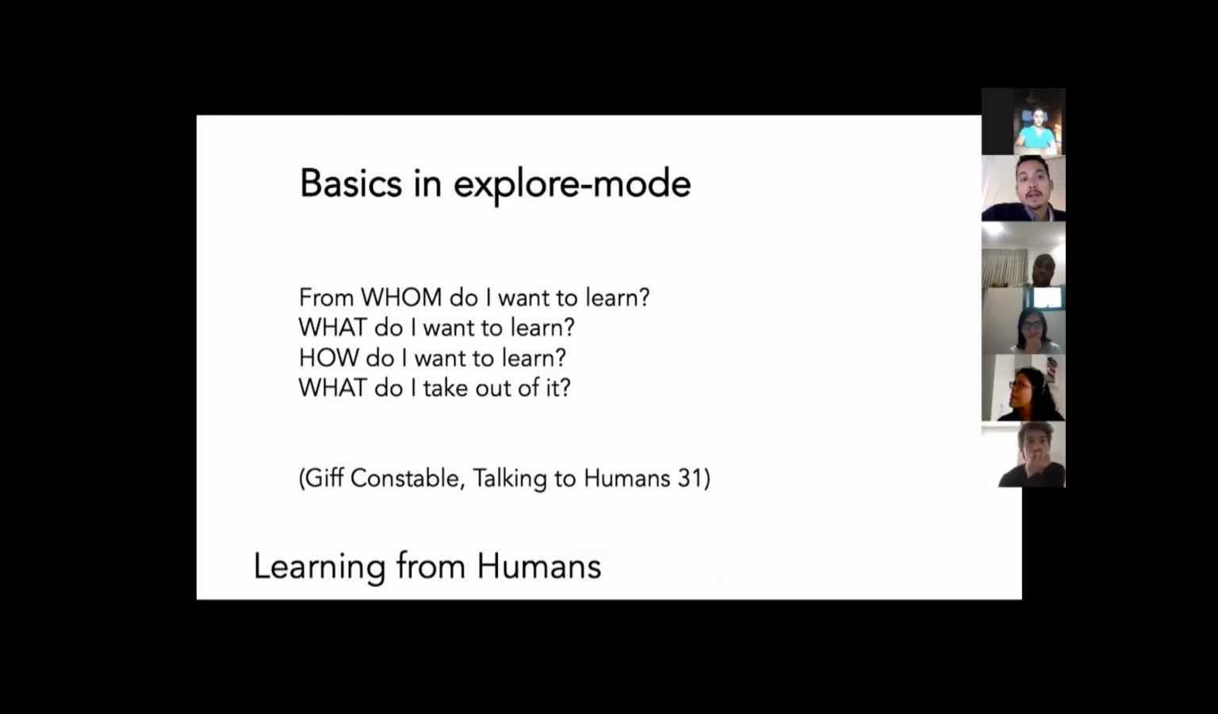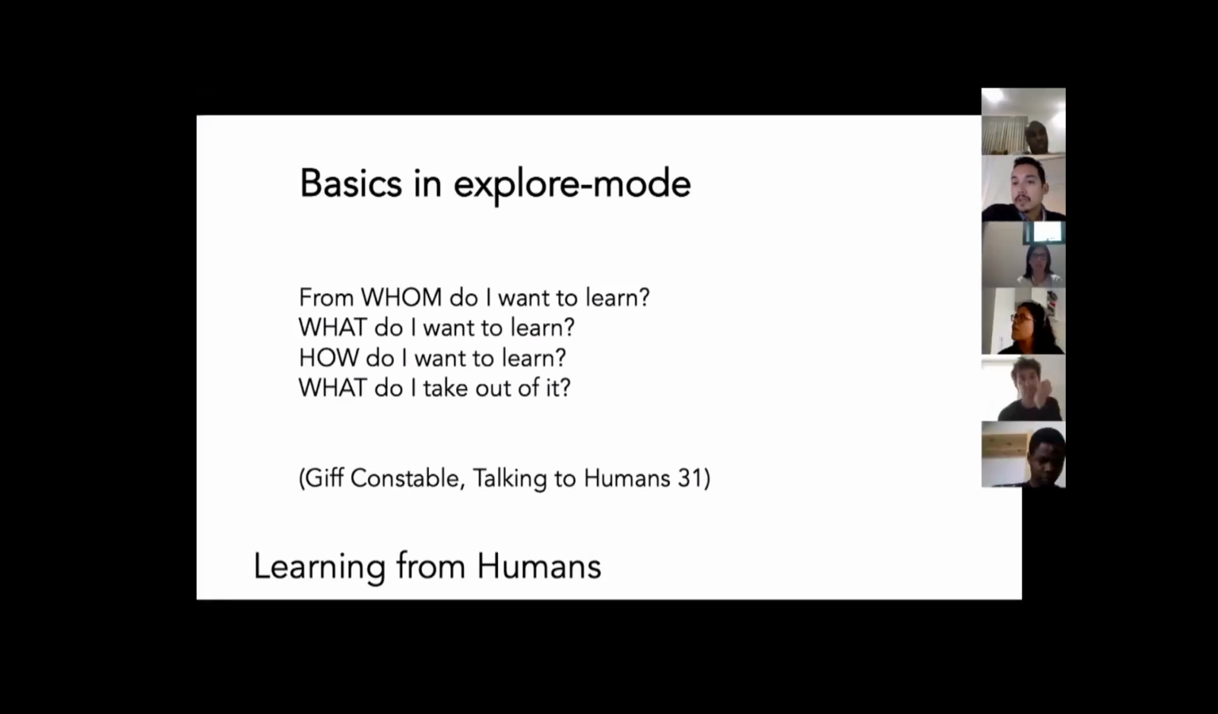And there are four basic questions that we want to ask ourselves when we want to learn from other human beings, because that is to some extent the most reliable source for a better understanding of the problem. The first question is, from whom do I want to learn? Usually a lot of people think the experts are the best people to tell me about something, but usually experts are not the best people to ask when it comes to an innovation.